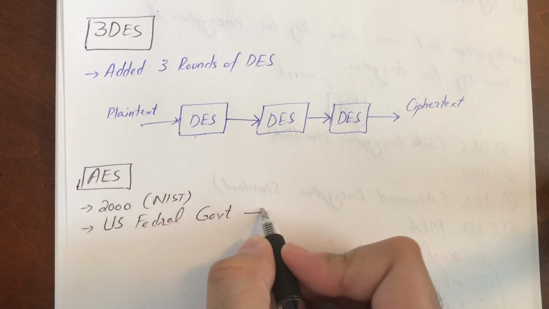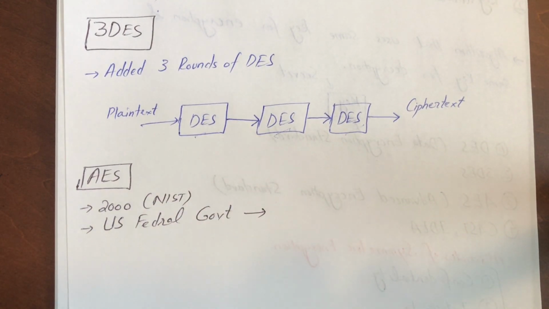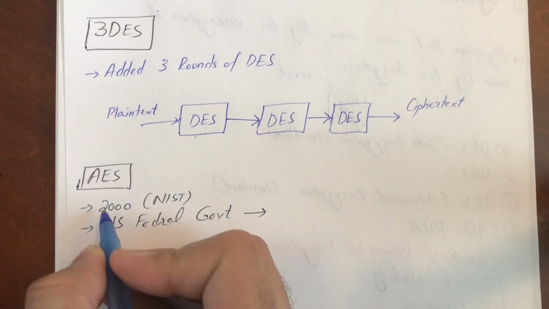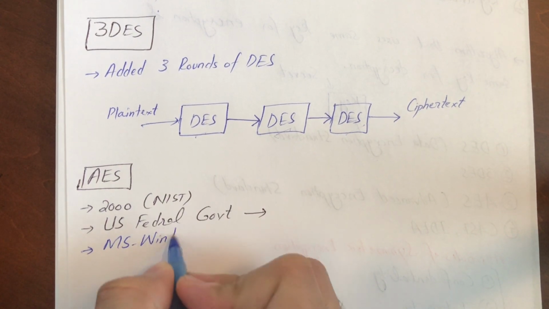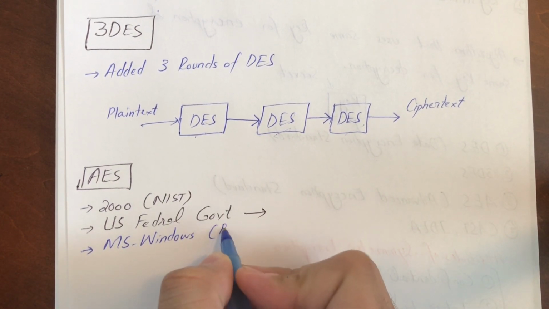They actually use this particular algorithm for encryption of their data. For example, your social security number, the citizen information, and all that stuff is basically protected by AES. Other than that, AES also comes with Microsoft Windows, if you use BitLocker.